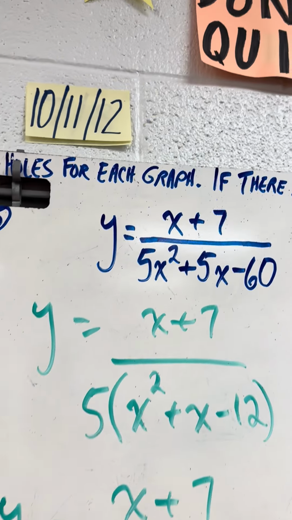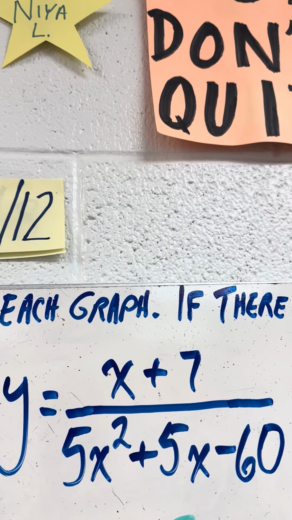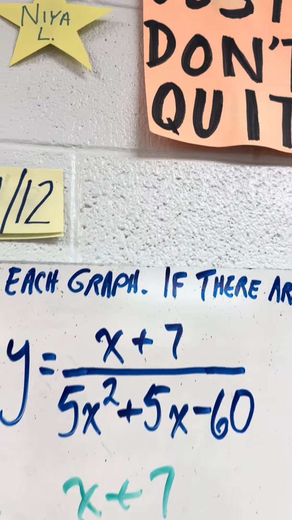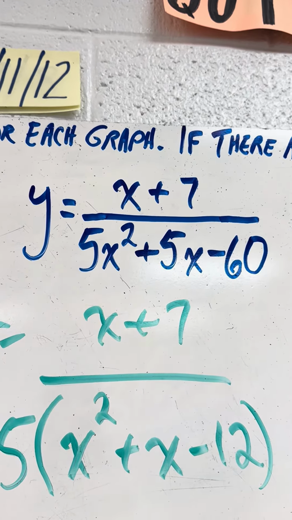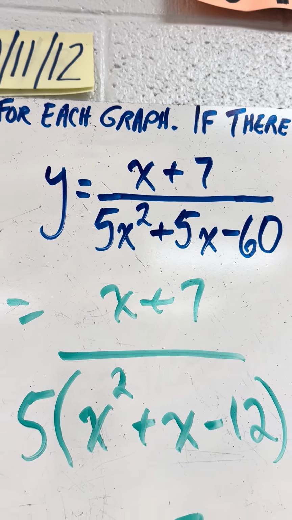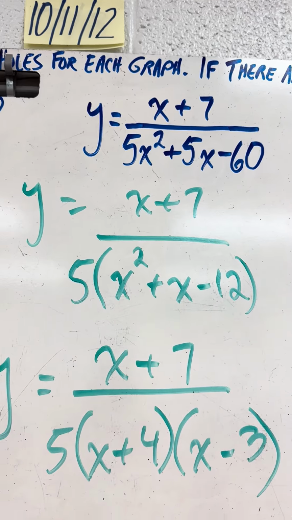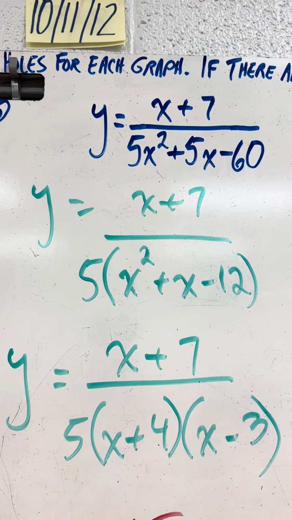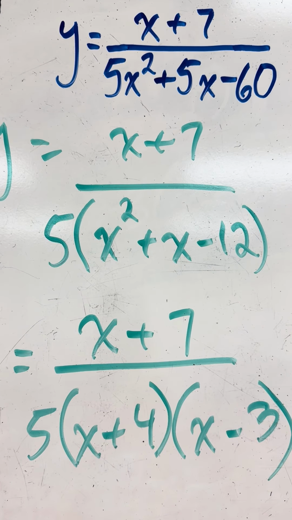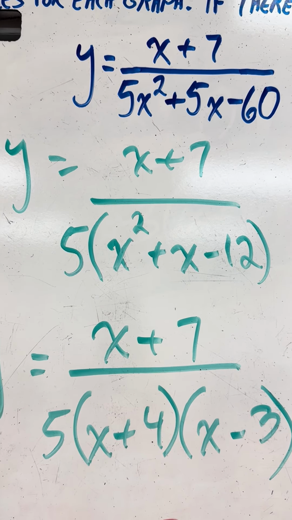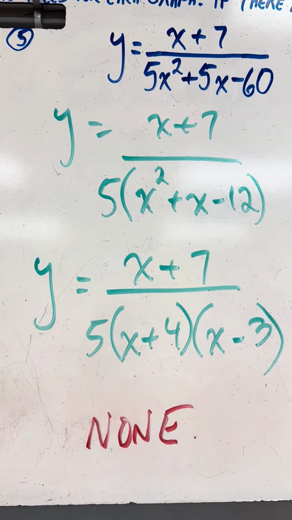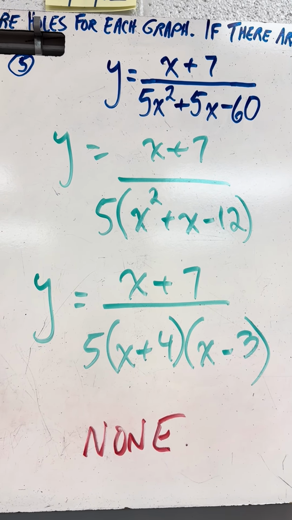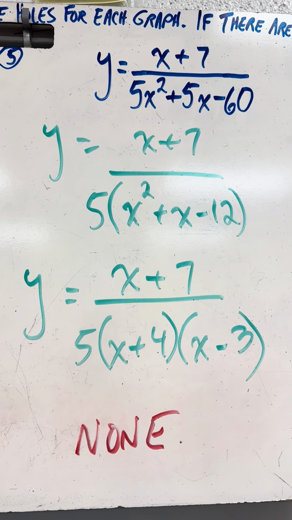Now looking at this one, here I'm going to factor out a 5 first on the bottom. I have 5 times x squared plus x minus 12. And then I get x plus 7 over 5 times x plus 4, x minus 3. What cancels here? Nothing. So where are there holes? There are none. Your answer will just be none. Okay, sometimes there are no holes.